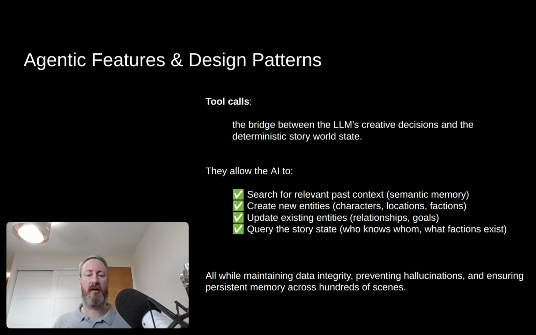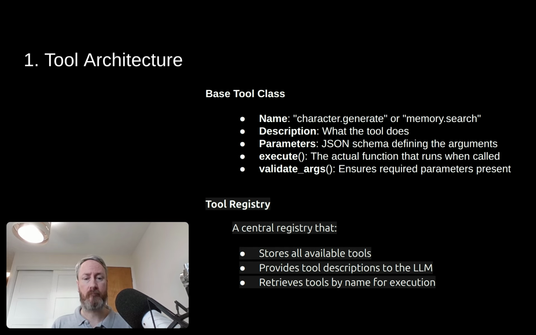Lastly, it says at the bottom, it has tools for querying, so you can know who's there and who knows each other, and then what factions exist. So it's not just about generating these, but then actually knowing which of those exist. And then at the same time, as I've kind of said there, you have to have a way to update them. So there has to be a tool call that lets you update characters or updates factions, and so on and so forth. And all of this is to help with data integrity, try to prevent hallucinations as best as possible, and then to have persistent memory across potentially hundreds of scenes, which it may well be.